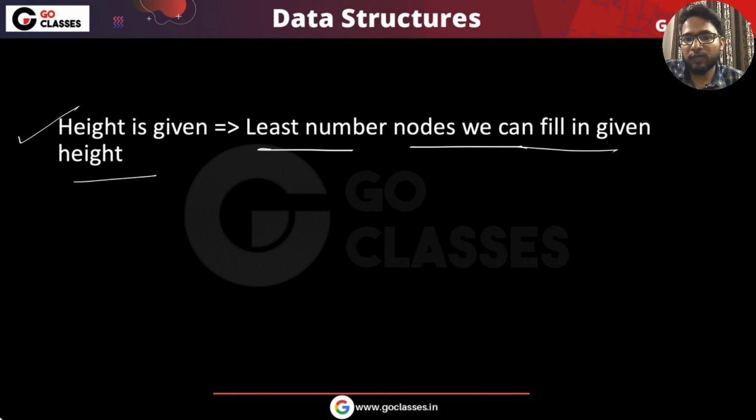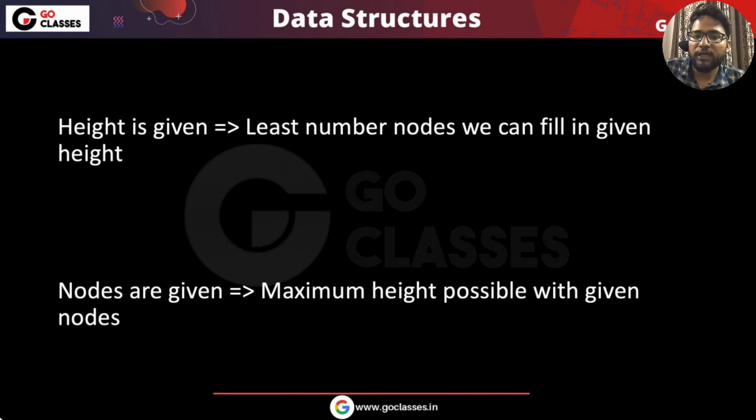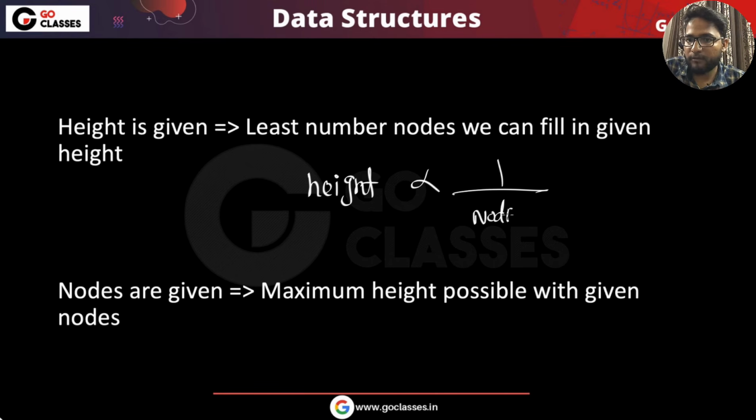Now let's go for a different question, actually the same question but a different way of asking. If you remember, I have told you that nodes per level and height are actually inversely proportional, right? So instead of saying that height is given, they may say that nodes are given. They may say, okay, you have 20 nodes and you want to reach the maximum height that is possible. I mean, just use the minimum number of nodes everywhere.